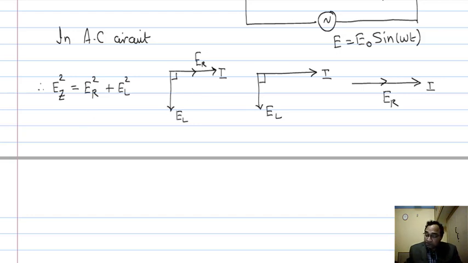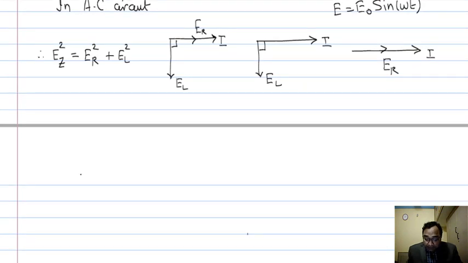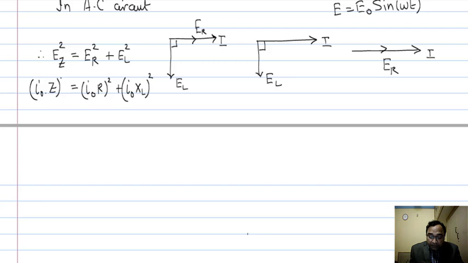Now, what is ER? We can write it as I naught into R, the whole square, plus I naught into XL, the whole square. So, this can be written as I naught into Z, the whole square. Now, what is Z here? Z is the impedance, the net impedance of the AC circuit.